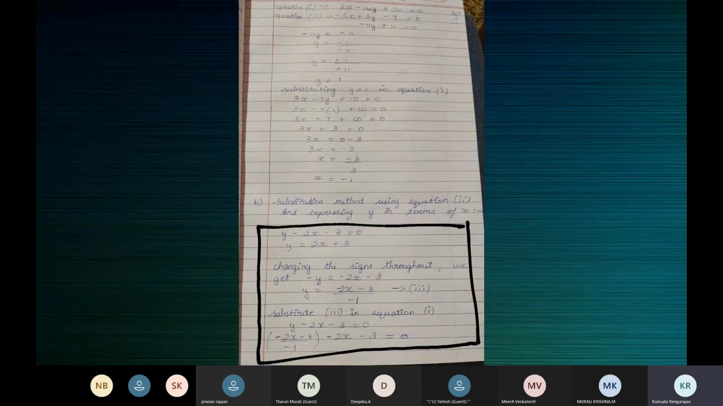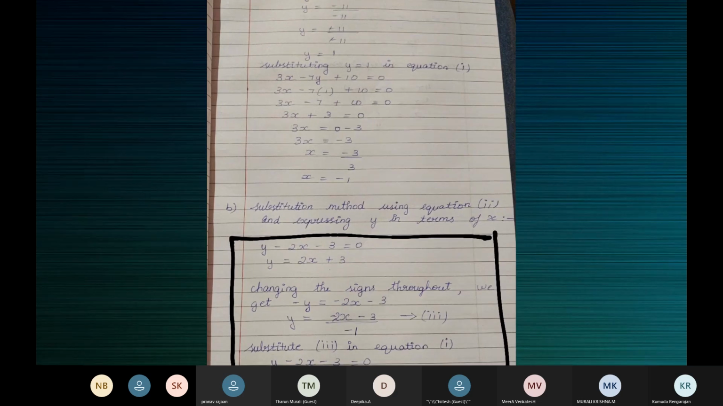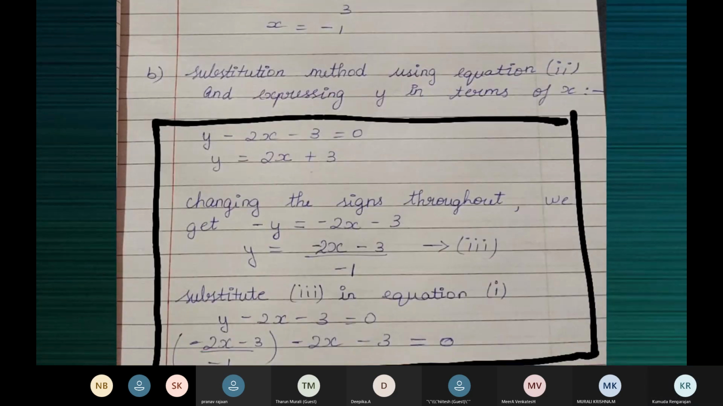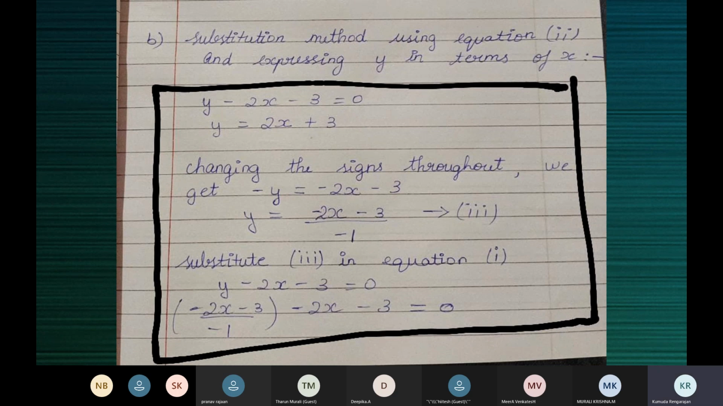So Nikita, please unmute. So see here, this is your answer. Now you can see there, you have written y is equal to 2x plus 3, right? Yes, ma'am. Yeah, so that's it. Y is equal to 2x plus 3.